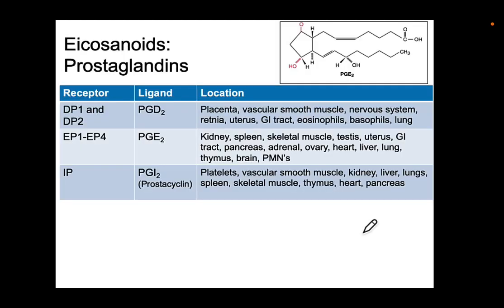By far, of all the eicosanoids, the prostaglandins are the most complicated. This is because there are so many different types of eicosanoids, and so many different tissues harbor their respective receptors. Our first prostaglandin that we're going to look at is PGD2.